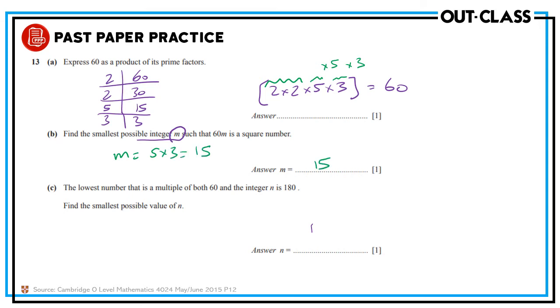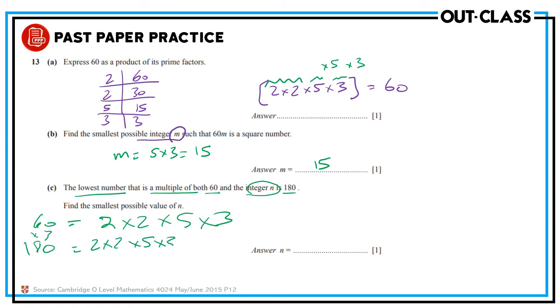Okay, and then finally the last one: the lowest number that is a multiple of both 60 and integer n is 180. So it's a multiple of both of them. So 60 we already know is 2 times 2 times 5 times 3, that's 60. And then what is 180? Let me just write 180. We know 180 is just 60 times 3, so it's the same, except it also has another 3. So one more 3. All right, so now what is the lowest number that is a multiple of both 60 and 180? So it's a tricky way of asking that.